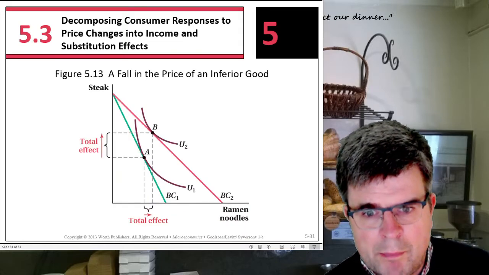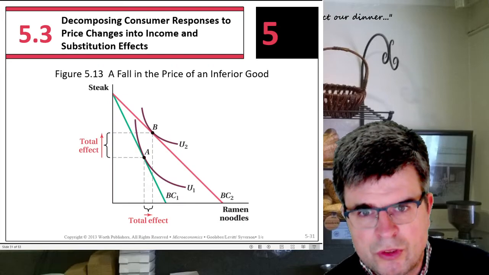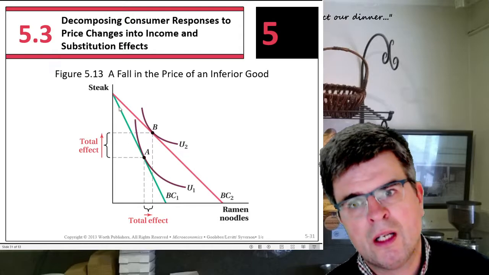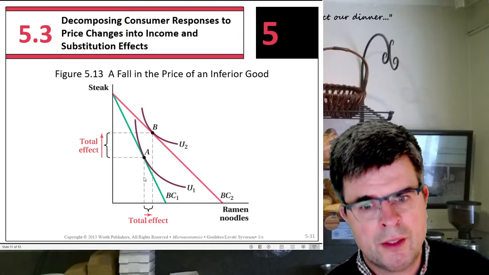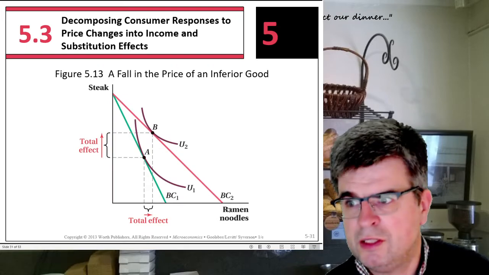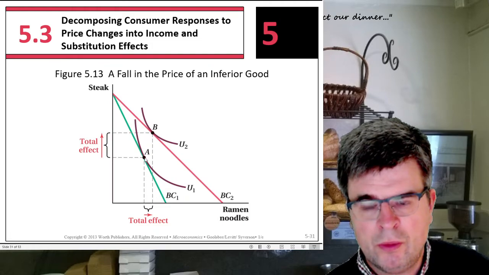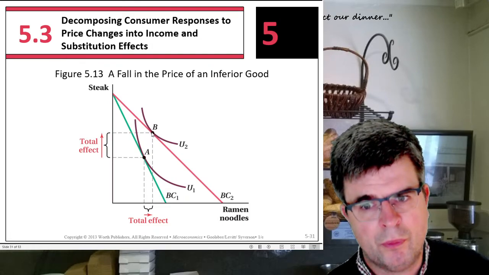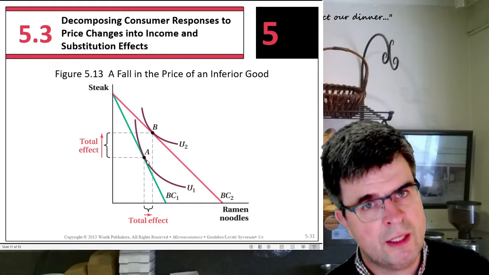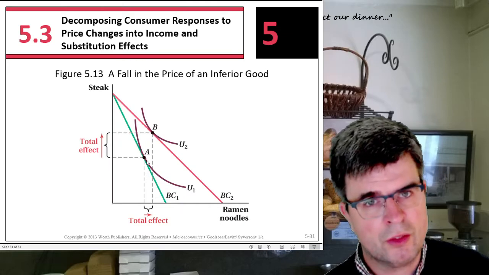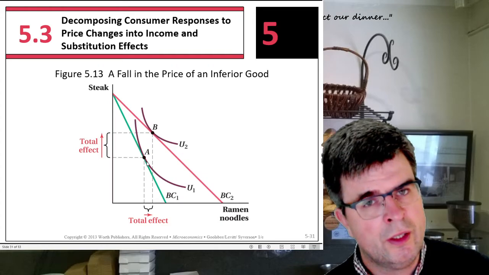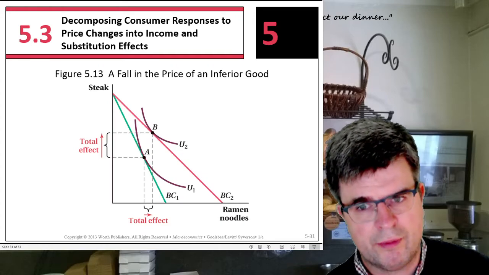So that leads to the following picture. The old budget constraint is equal to BC1, the green line, and we have a fall in the price of noodles. So the new budget constraint is BC2. Comparing the old consumption bundle with the new consumption bundle D, we see that the total effect for both noodles and steak is positive. The consumption of both increases. But does it also hold for the income and the substitution effect? Well, let's see.